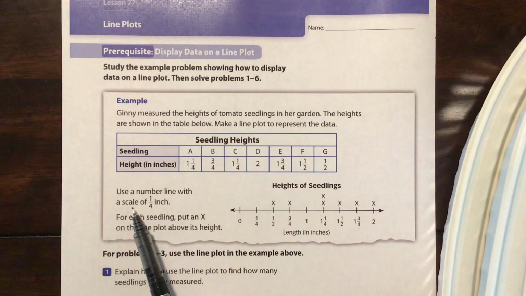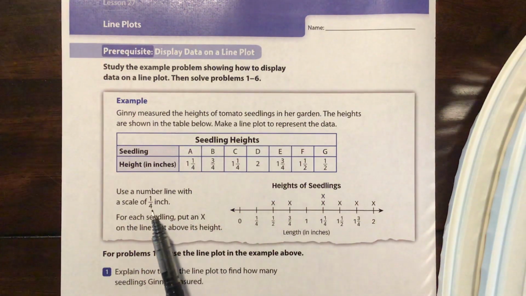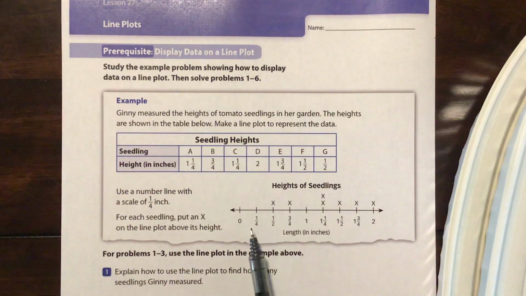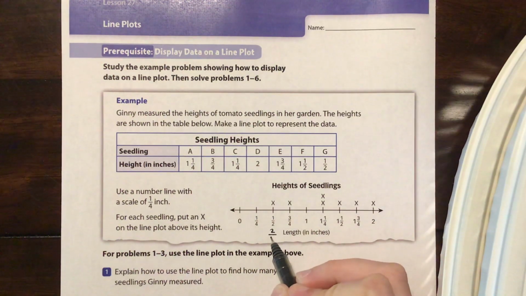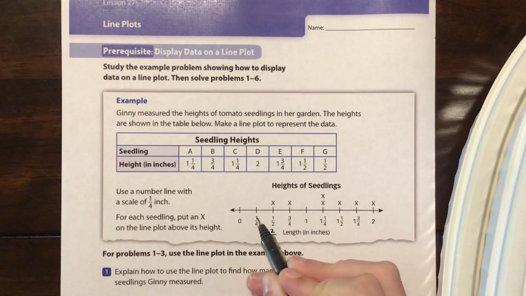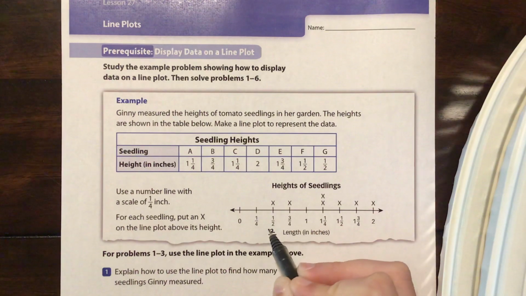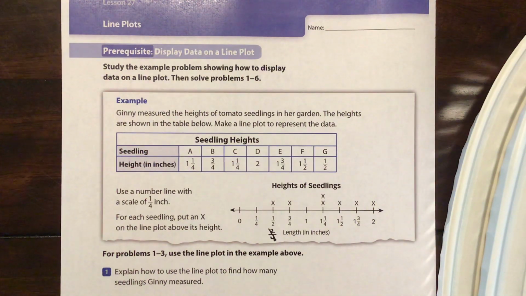The scale means each tick mark is counting by whatever the scale is. In this case, it's 1/4, so each mark is going up by 1/4. Notice it goes from 1/4 to 1/2. Remember, that's because 2/4, if we were to count up by another fourth, 1/4, 2/4, 3/4. Remember, 2/4 simplified is the same as 1/2, so that's why that looks a little different.